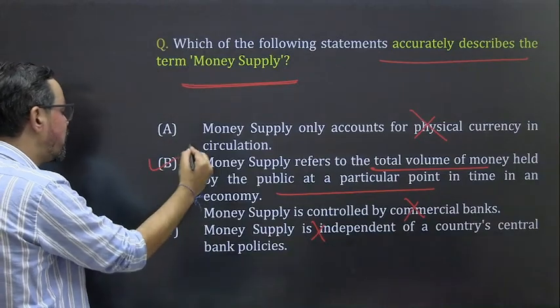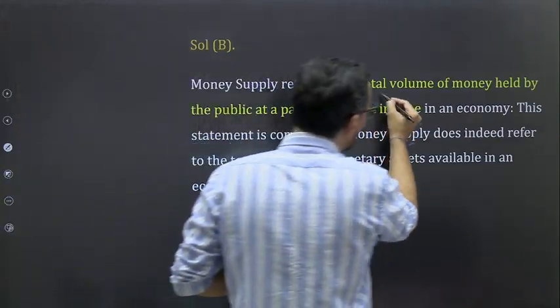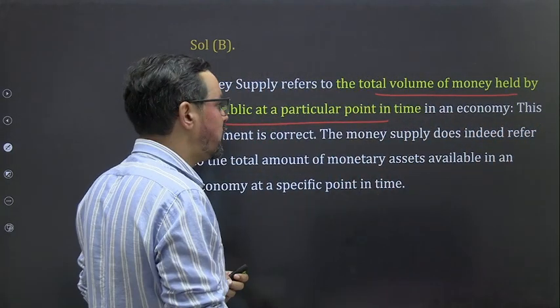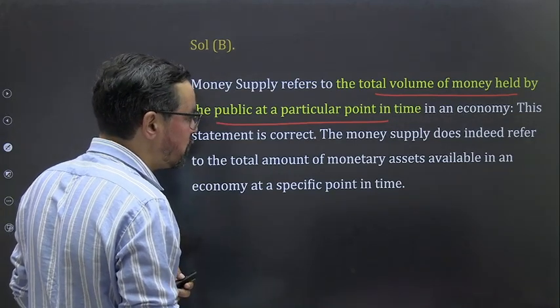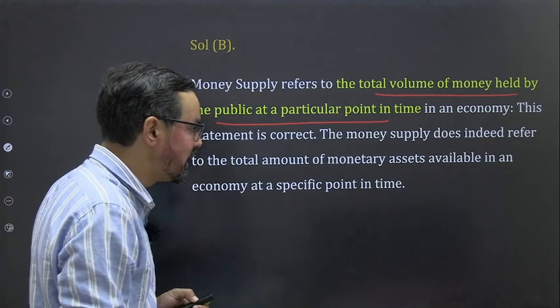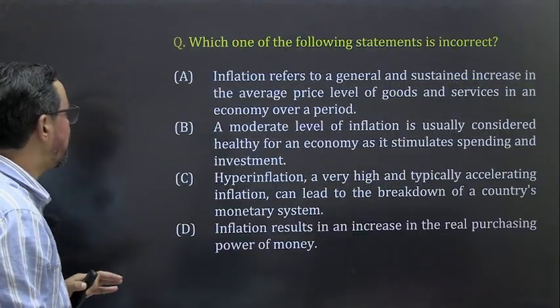So what will be your correct answer? Option B will be the right answer for this one. Money supply refers to the total volume of money held by the public at a particular point in time in an economy. This statement is correct. The money supply does indeed refer to the total amount of monetary assets available in an economy at a specific point in time.